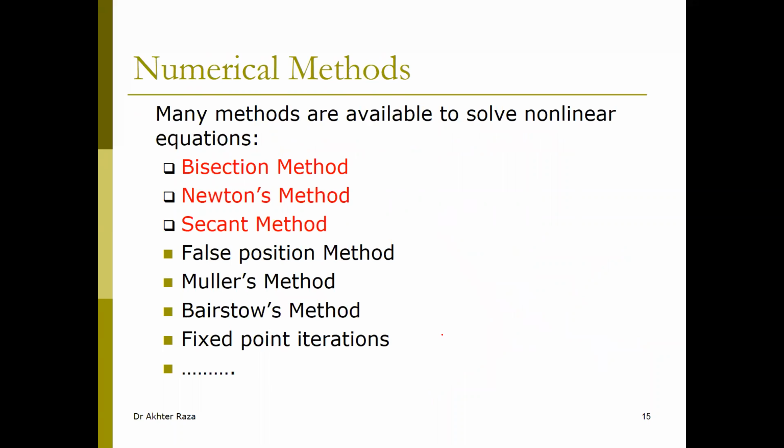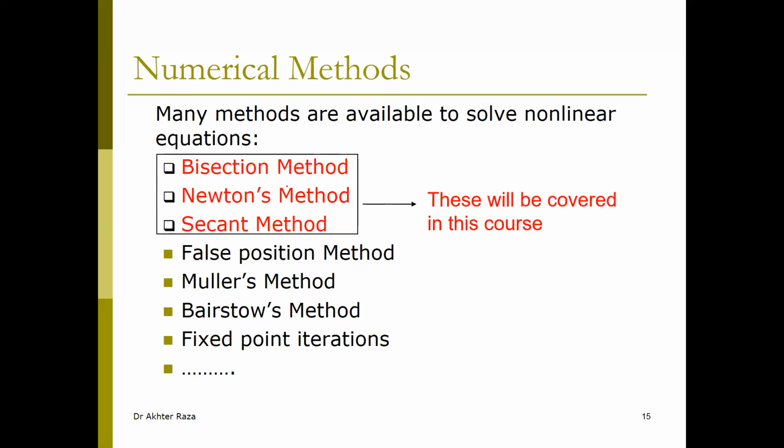But in this chapter, our discussion will be about the bisection method, Newton's method and secant method. There are other methods available in the literature: false position method, Muller's method, Bairstow's method, and the fixed point iteration method. But we are going to consider only the first three procedures in this presentation.